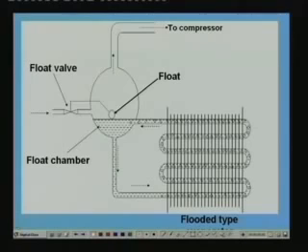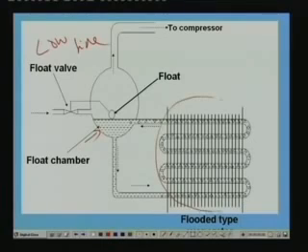This is the low side float valve. So this is your float chamber, and this is the flooded type evaporator, and this is your float. So you can see that this is a flooded type of evaporator, and this float valve will always maintain this liquid level. What happens when the liquid level drops?